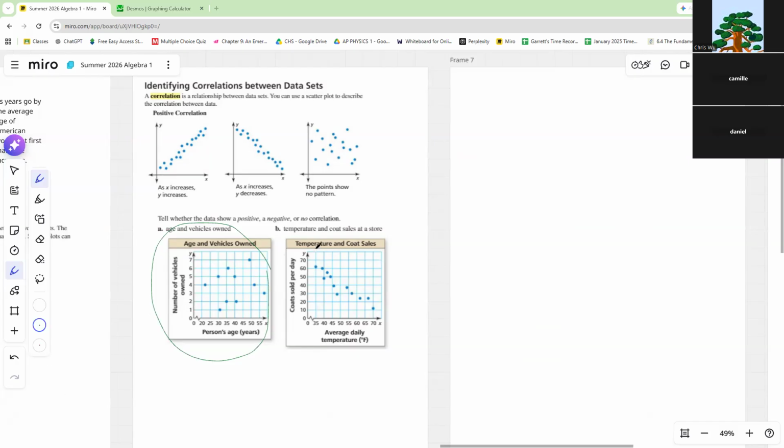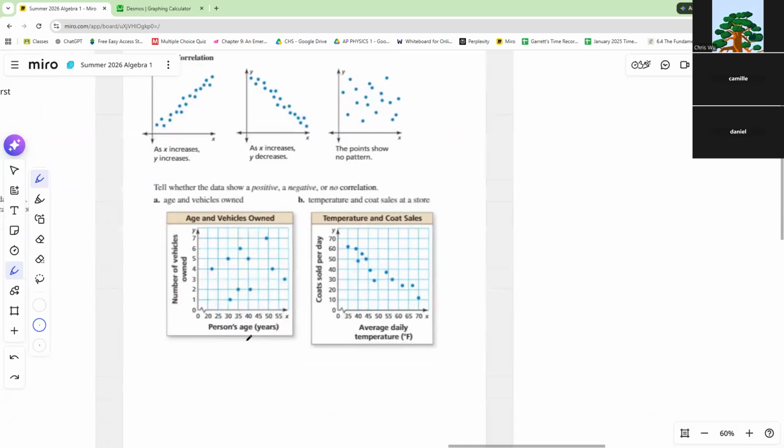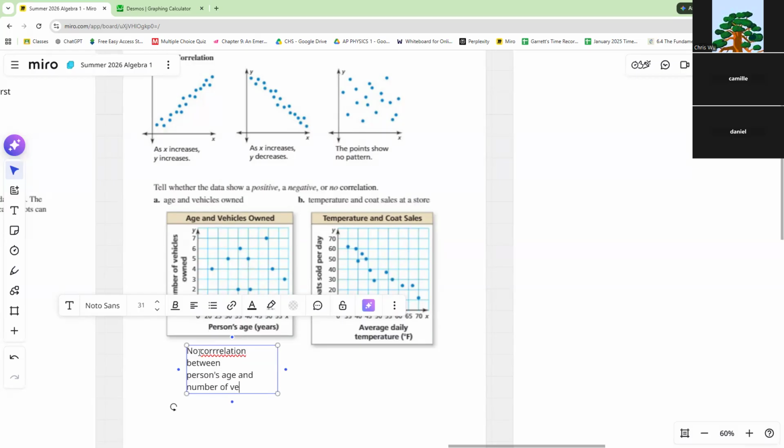Yeah, Daniel says it's no pattern. That is correct. There's no clear pattern here. So therefore, we say there's no correlation. Okay, we say there is no correlation between a person's age and number of vehicles owned. Okay, all right, cool.